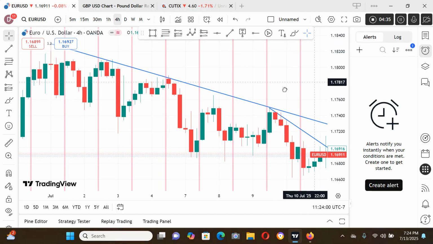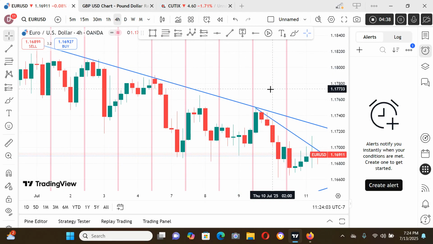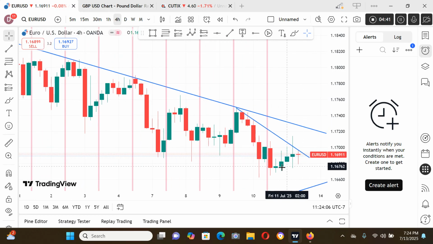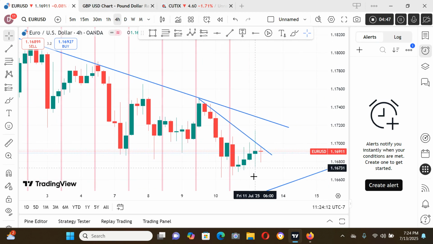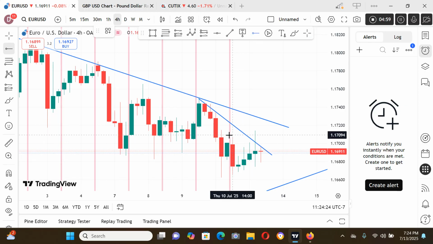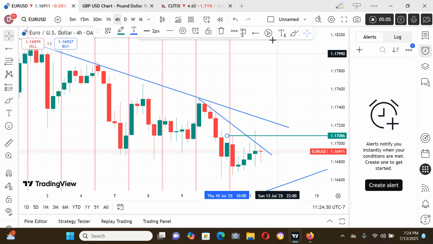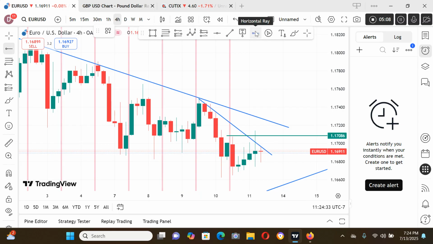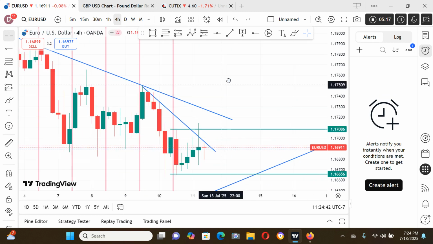So what I normally do on Monday, after putting the session break, I look for the first two candles that will form on Monday. Let's take for instance, today is Monday. I look for the highest and the lowest of the first two candles. This is the highest of the first two candles. Then I check the lowest of these first two candles. The lowest is still this one. So I demarcate it like this.